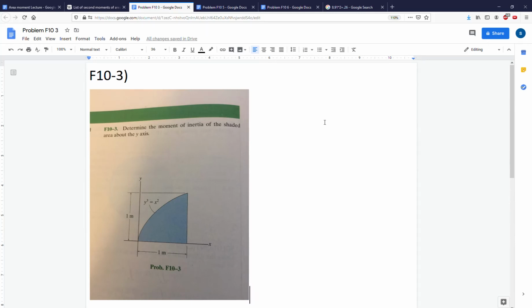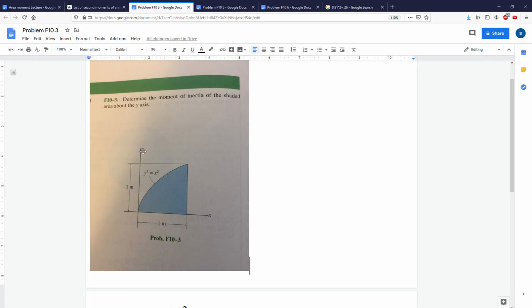Problem F10.3. Determine the moment of inertia of the shaded area about the y-axis. So we want the moment of inertia about the y-axis, which means that we are looking for pieces that are a certain distance away from the y-axis.